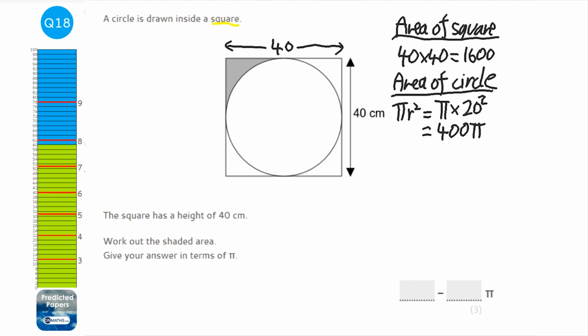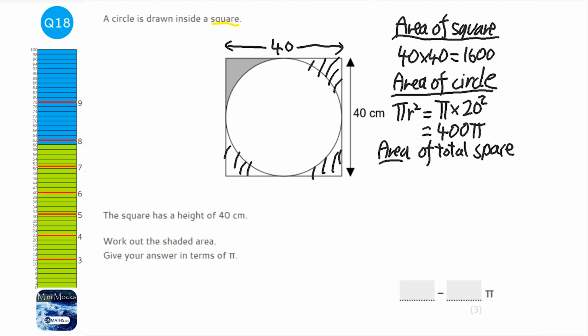So what we want to do is work out the area of the total missing bits. So area of total space, I'll call it. And I've shaded it in so the examiner can understand what I mean by total space. And that's just going to be the area of the square take away the area of the circle.